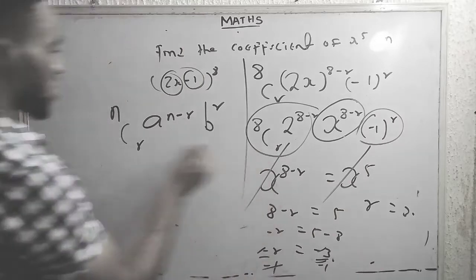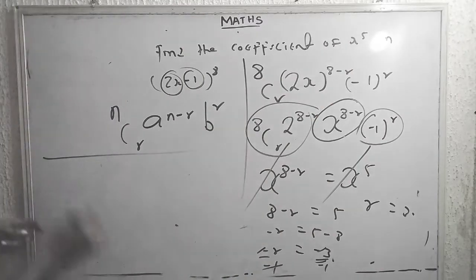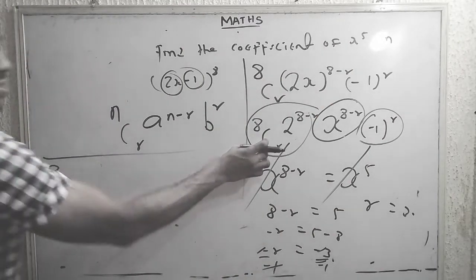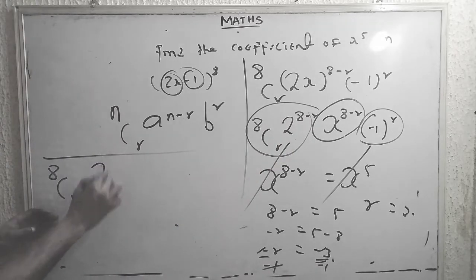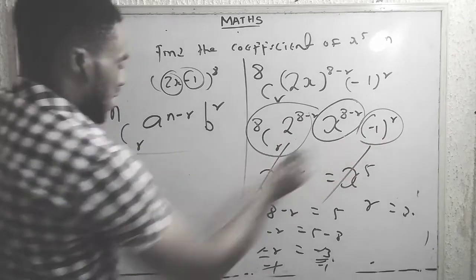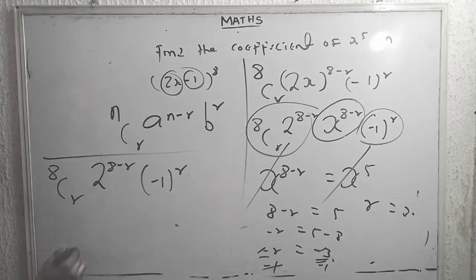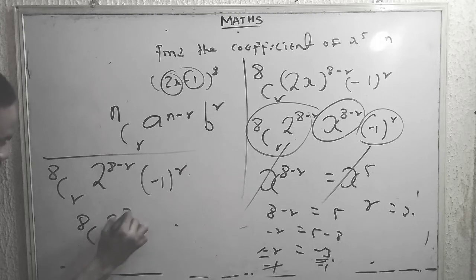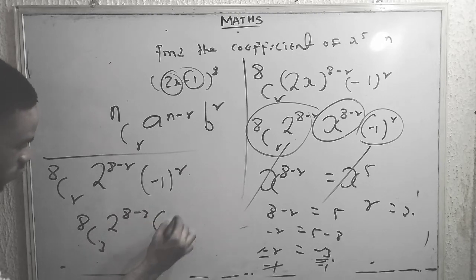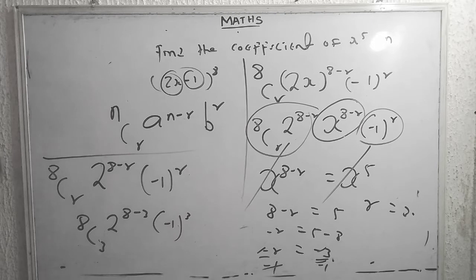I have to substitute r into the coefficient of x. That is going to be 8 combination r, put this here. I will have 2 raised to the power 8 minus r. And the last one is minus 1 raised to the power r. So when you put r there, which is 3, I have 8 combination 3. I have 2 raised to the power 8 minus 3. I have minus 1 raised to the power 3.